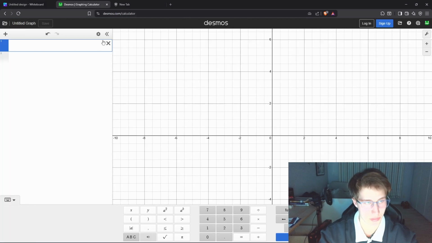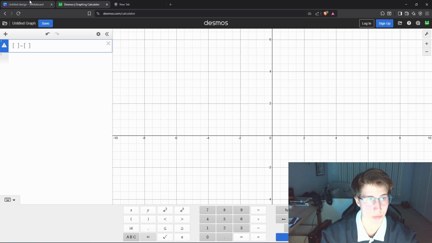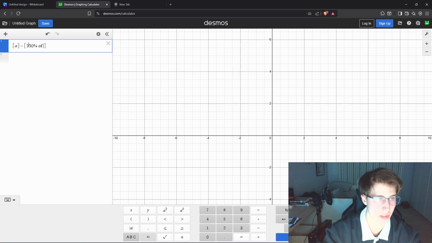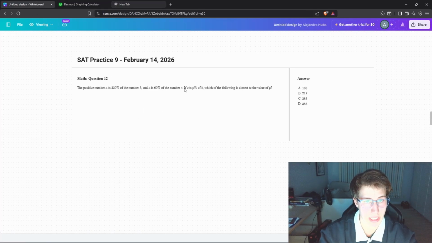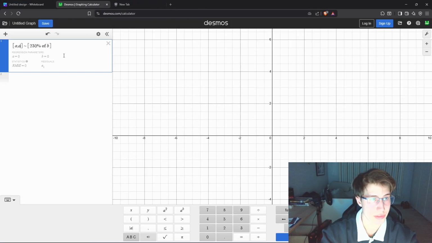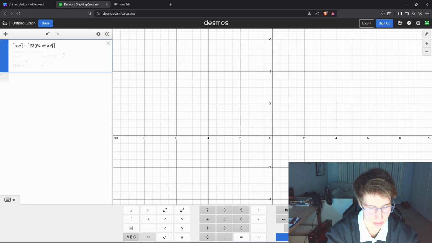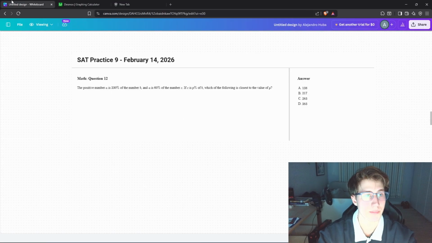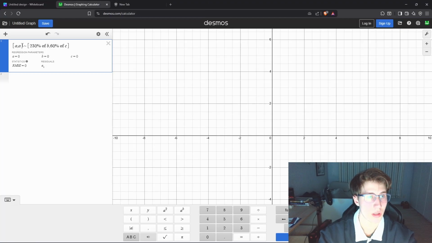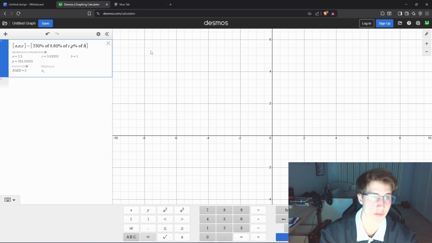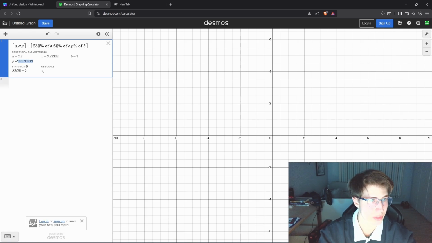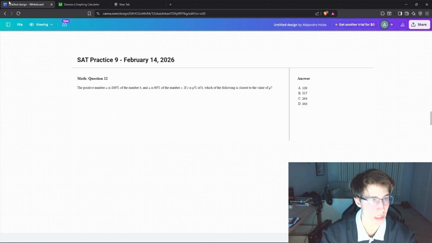So we'll set up two regression boxes, and we'll say that a is equal to 230% of b, and a is also 60% of c. If c is p% of b, what is the value of p? So we can say here that c is p% of b. And in this case, Desmos says the value of p is 383, which is D, the correct answer.